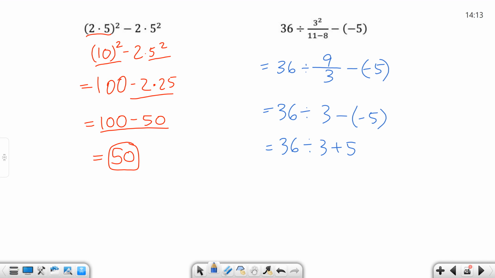Do I do 36 divided by 3 or 3 plus 5 first? You do 36 divided by 3 all day long, right? 36 divided by 3 is 12, plus 5, which is what? 36 divided by 3 is 12. 12 plus 5 is 17. 17.